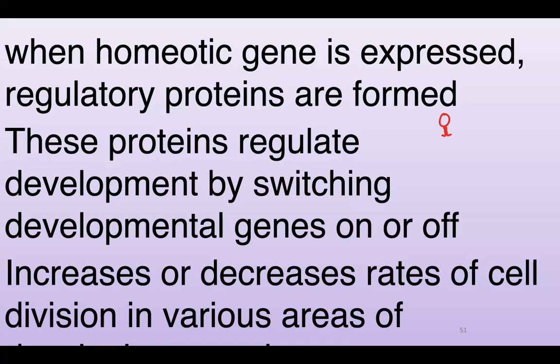Now, during development, we start as like a blob thing, right? Like a ball of cells. And then I'm just going to try to simplify this as much as possible. At some point, there are cells in a certain area that are like, okay, well, the homeotic genes say an arm goes here and an arm goes here. So they're going to turn on gene expression so that cell division is increased in this area and that area.